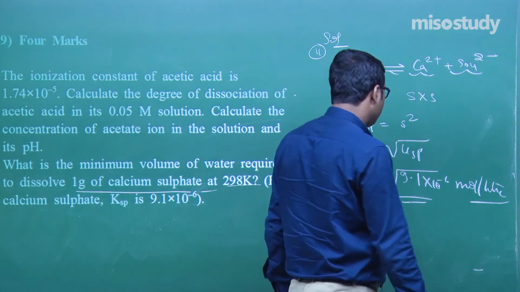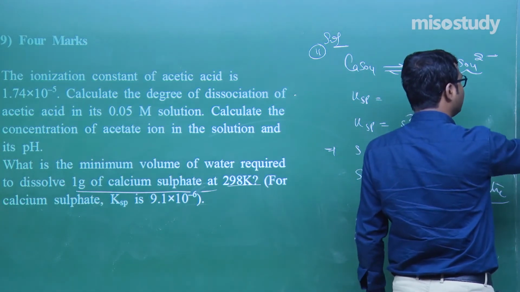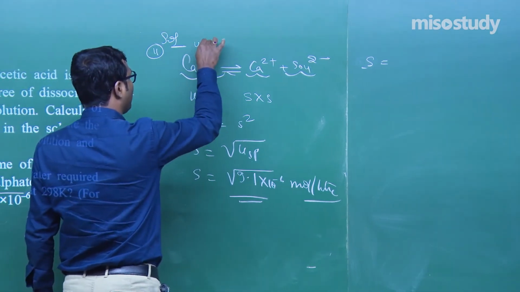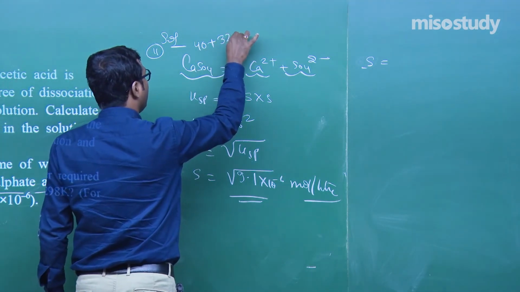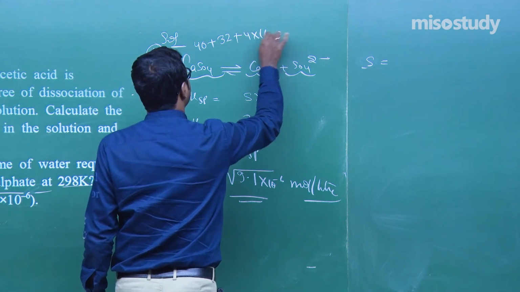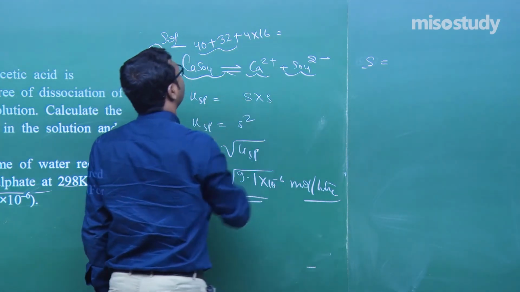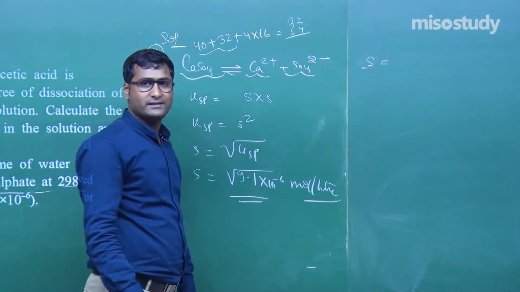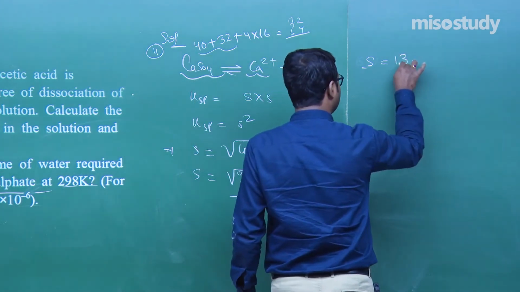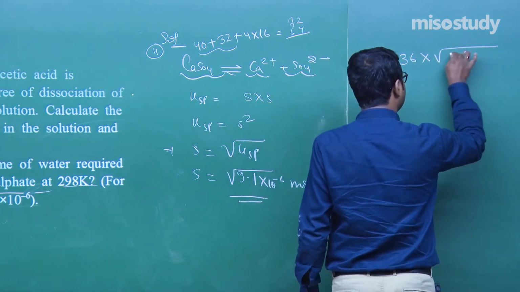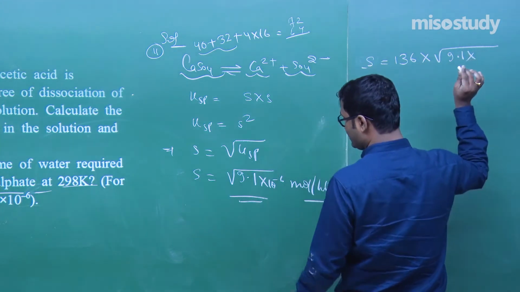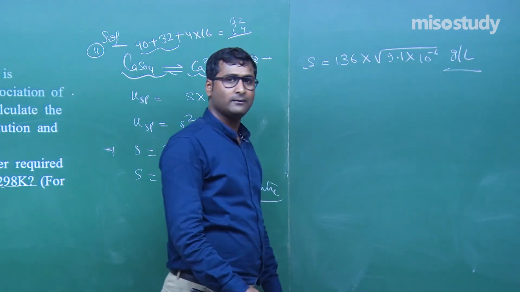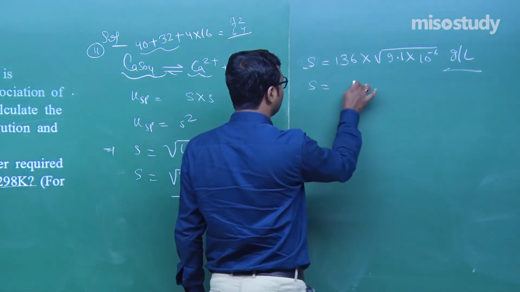Now we have to find out per gram. Okay, S is equal to, then we can write the molar mass of calcium sulfate. Calcium is 40, sulfur is 32, oxygen is 4 into 16, that is 64, so 72 plus 64 will be equal to 136. So S is equal to 136 multiplied by root under 9.1 into 10 to the power minus 6 gram per liter. Clear? Now after solving, what value do we get?